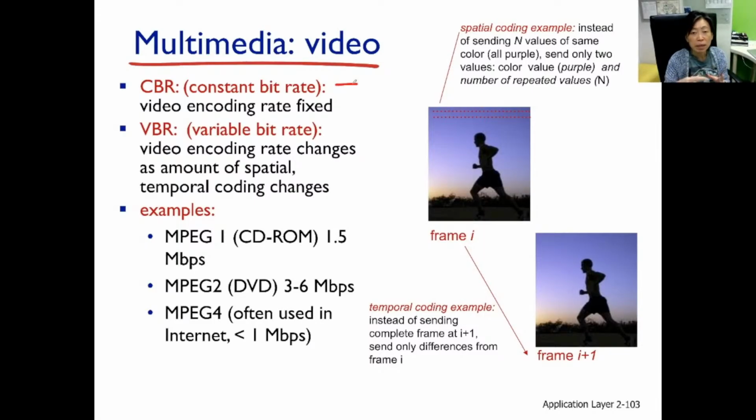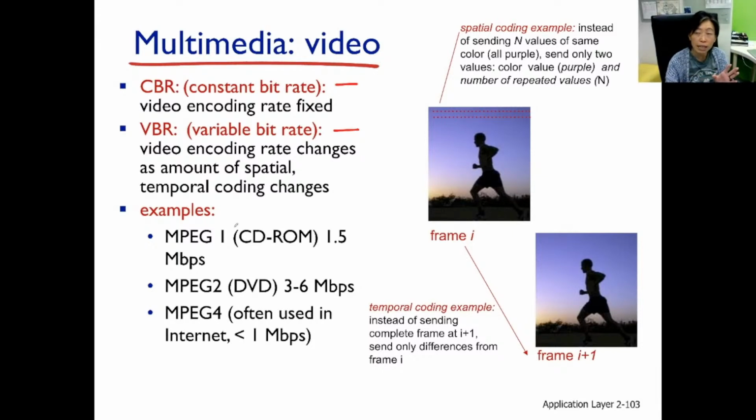Because what? The number of bits used to represent each pixel is fixed, the number of pixels is fixed per image, and the number of images you take per second is also fixed. Therefore, the number of bits you're sending out is also fixed. Nowadays, the coding is variable bitrate.